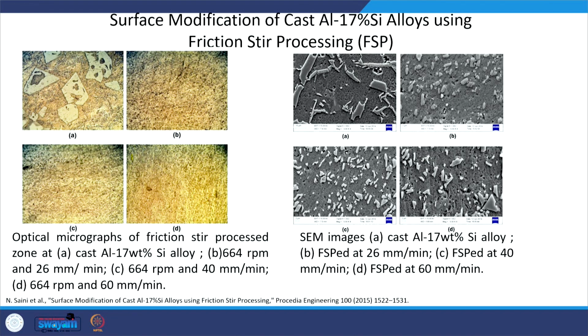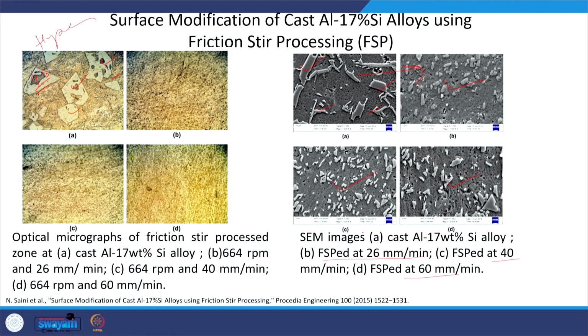If we talk of the FSP of the aluminum silicon alloys, then what we will see, this is the hypereutectic aluminum silicon alloy showing the primary silicon. Okay, all these are primary silicon particles in the eutectic matrix. So, when FSP is applied to the cast aluminum silicon alloys, these big primary silicon particles are broken down into fine particles, and these fine particles we can see are produced at the different friction stir processing speeds, let us say 26 mm per minute, 40 mm per minute and 60 mm per minute.